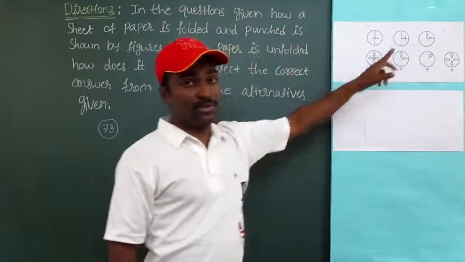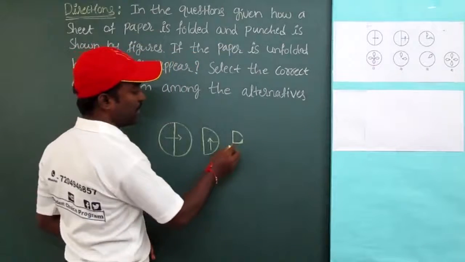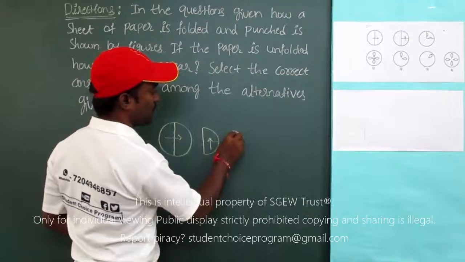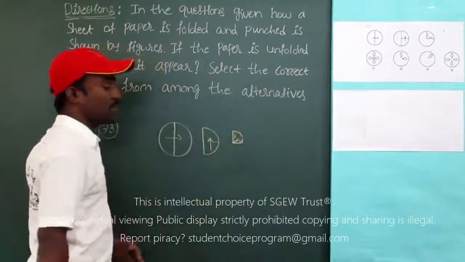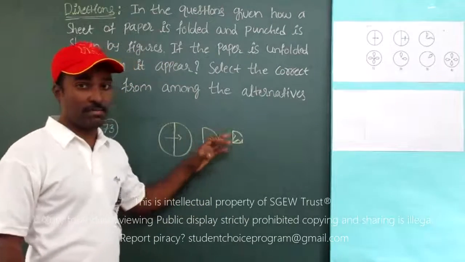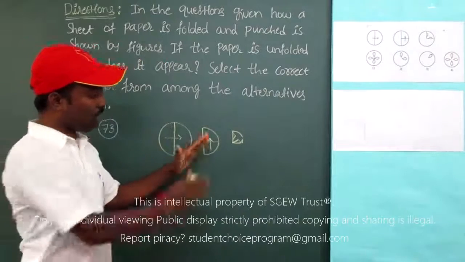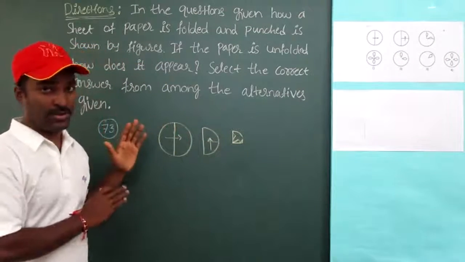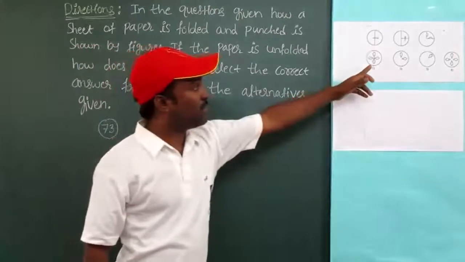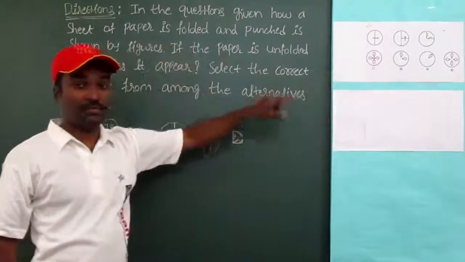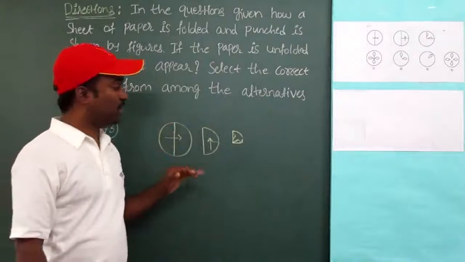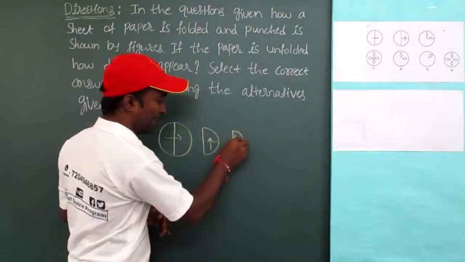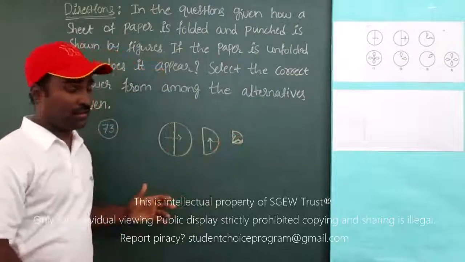The folded paper is punched in this design. Now, if you unfold this, how will this appear? They have given 4 options and we have to select the correct one. So in this folded paper, they punch it like this. This may be any other design also.